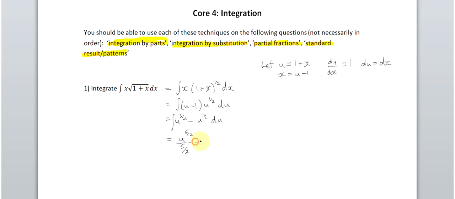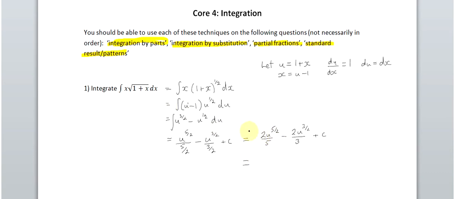And then I subtract u to the power of 3 halves, and I divide by my new power, and don't forget the constant. That simplifies to 2u to the 5 halves over 5 minus 2u to the 3 halves over 3 plus c. And since this is an indefinite integral, there's no limits on it, I'm going to leave my answer in terms of x, which means I need to put the x back in.